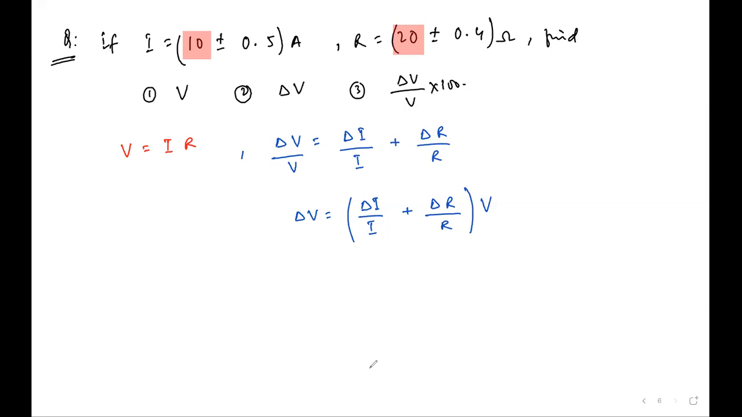Okay. Just put the value of I as 10, R as 20 in this part, you will get the true value of voltage. Delta I is 0.5. This is delta I, and this is delta R. I is the true value, which is 10. R is the true value, which is 20. We have calculated from this. Just put all the values in this part, you will get delta V. Try to simplify.